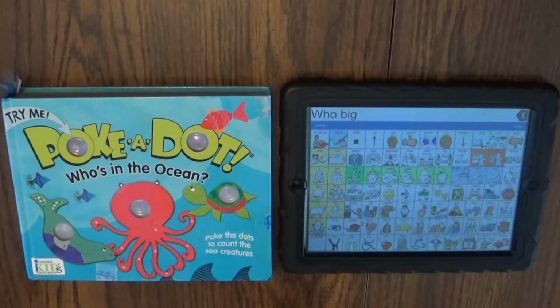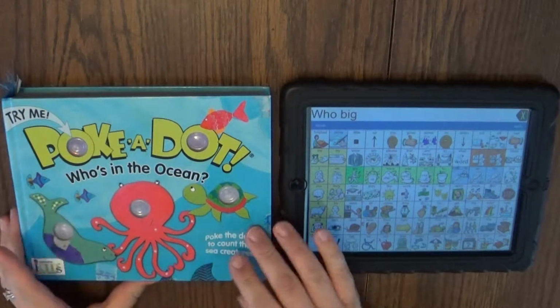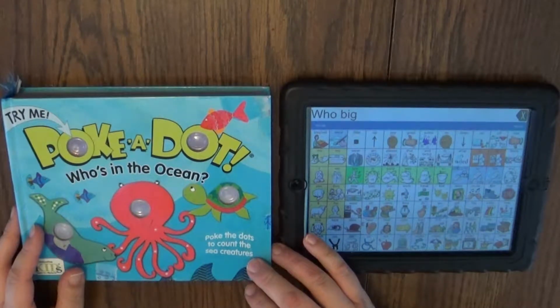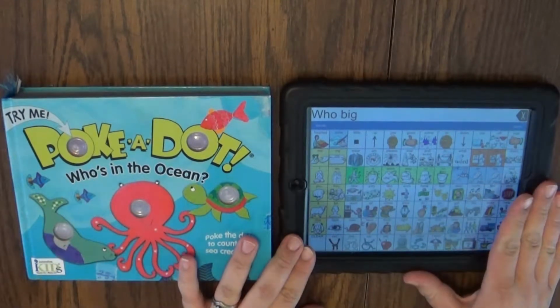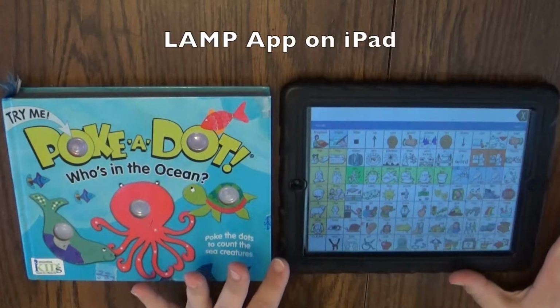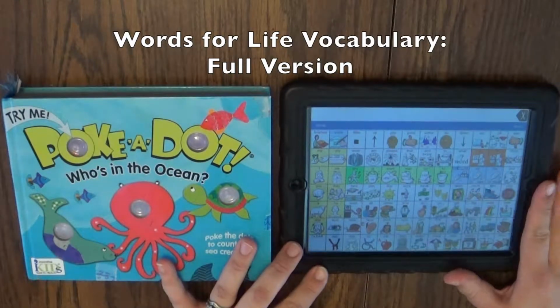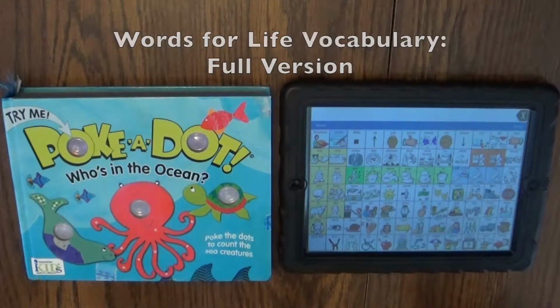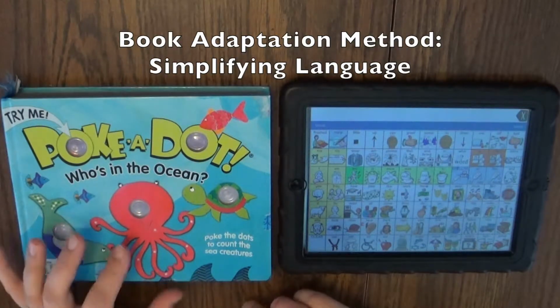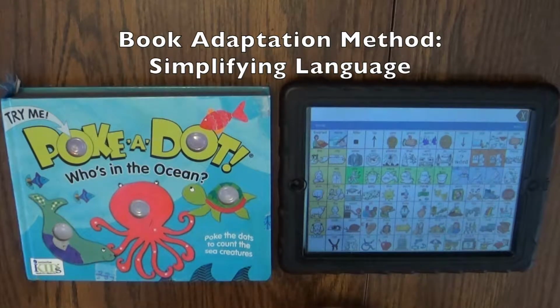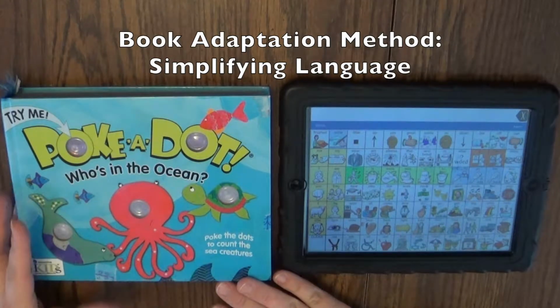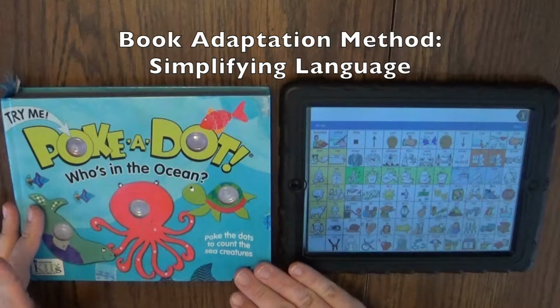And by that I mean that I go out to various districts and I travel around and I provide AAC evaluations as well as direct therapy and consultation. So in today's video, I have chosen the polka dot book, Who's in the Ocean. And the AAC system that we will have today is the LAMP app that you can get on an iPad. It's the Words for Life vocabulary, and it is the full version that I will be using. There are various ways that you can adapt a book, and I will model some other methods in future videos, but today we're just going to solely focus on how I simplified my language to adapt this book.